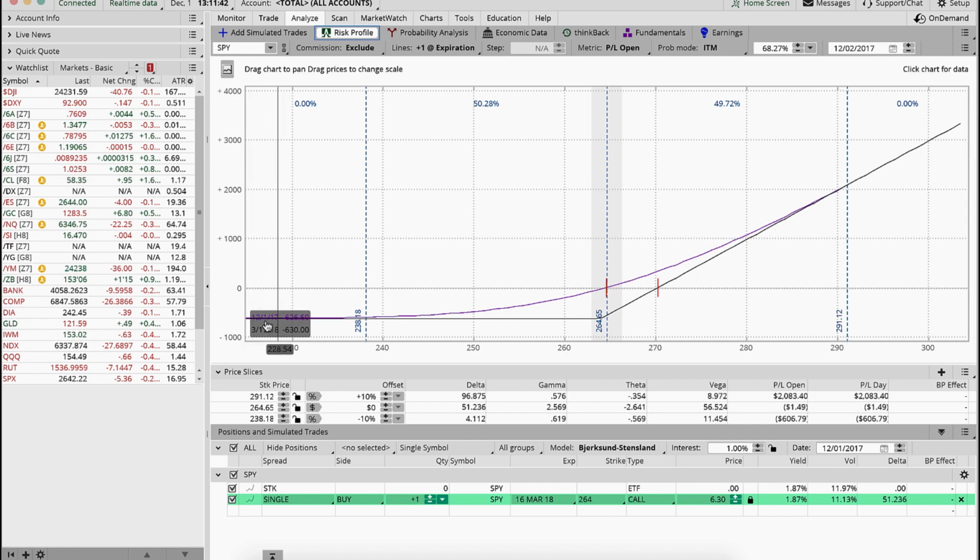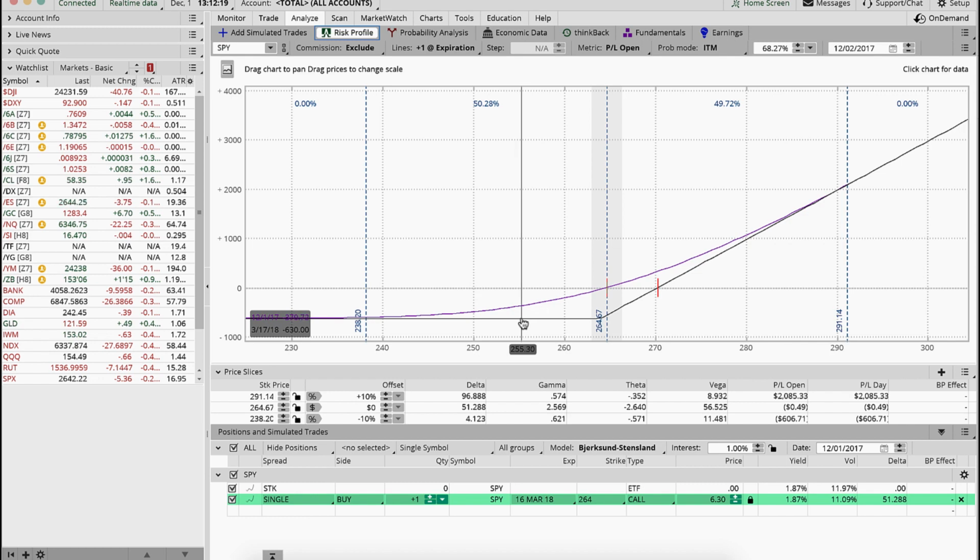How do we know that? Well, look at this little legend down here. This little legend in the bottom corner tells us that on March 17th, 2018, which is expiration, we have a loss potential of $630 if the stock is, notice how I'm going left to right, below $264 per share. Anywhere below $264 a share, that $630 loss doesn't change, because we have a max loss of $630 a share times 100 shares.